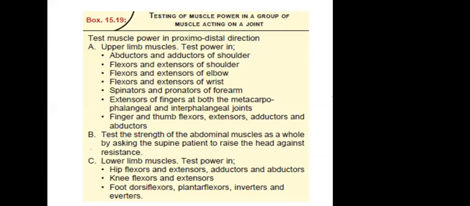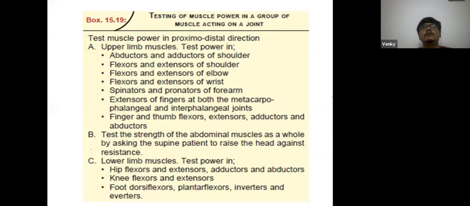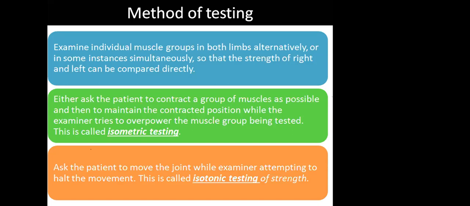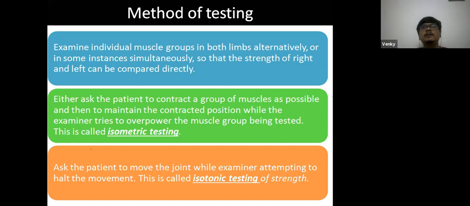Or otherwise, you can test the whole joint. For example, shoulder flexion, extension, adduction, abduction, rotation, internal rotation, external rotation. In the whole joint, you can test. So alternately, if you are testing a muscle in the right upper limb, simultaneously you have to test the left side also, so that you can compare.